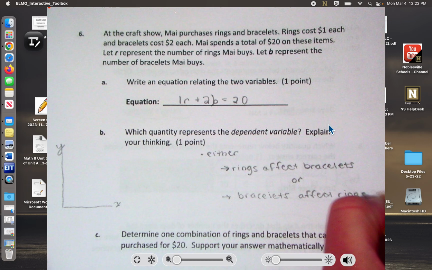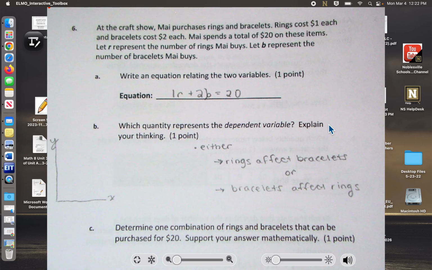Right? What if you see the ring booth first? So you buy 6 rings. Well, that's going to then determine how many bracelets you can buy. What if you go the other way and you see the bracelets first? And you buy 8 bracelets? That's going to determine how many rings you can buy. Okay? So it's kind of a trick question. I don't love this question. But if you can explain to me why the one you choose works, you're going to be fine. Okay.